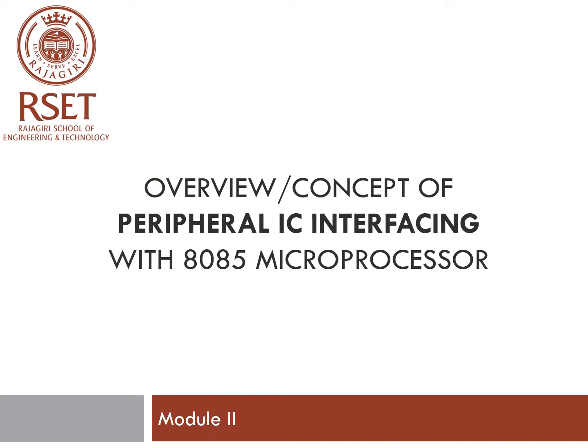A keyboard and a display are commonly used input-output devices for microprocessor-based systems. In this section of Module 2, we will look at a peripheral IC for interfacing the 8085 microprocessor with a keyboard and a display.